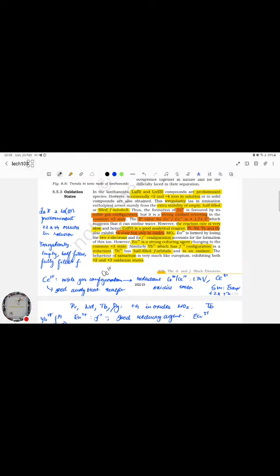So first things first, let me try summing it up. Ln2 and Ln3 are the most common predominant species, and occasionally we obtain the +2 and +4 ions in solution, and there is an irregularity due to the extra stability of empty, half-filled or fully filled f subshells.